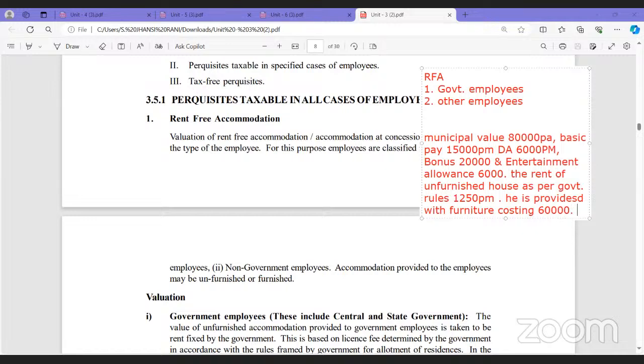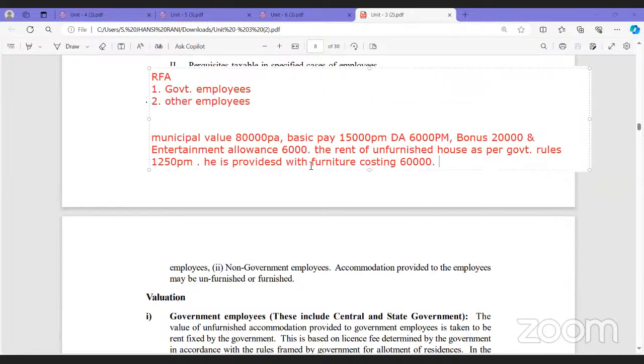Now find the value of rent-free furnished accommodation, because furniture is also provided, costing 60,000. He is a government employee. So for a government employee, what is the rule I said? Whatever the rent fixed by the government, that is only taken as the rent-free accommodation value. So whenever it is a government employee, we write like this.